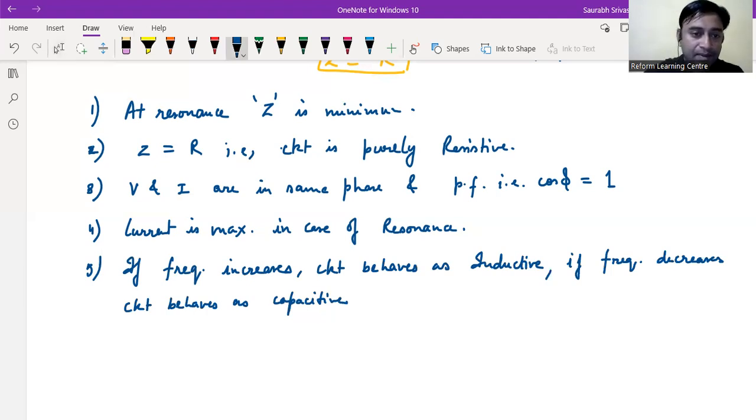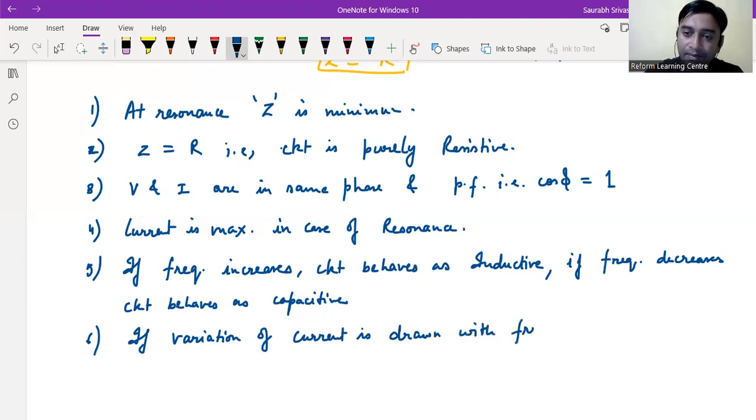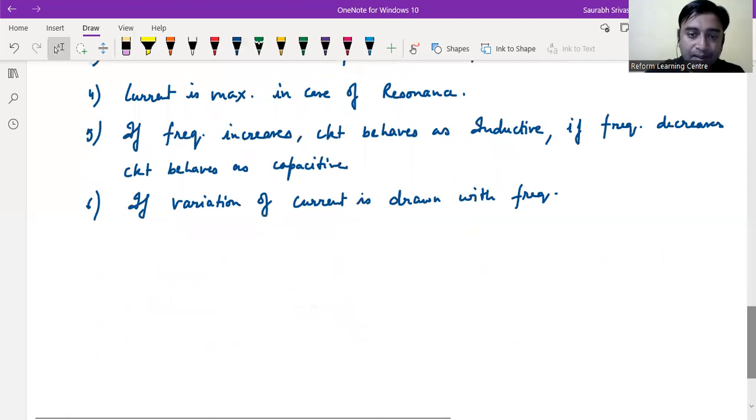Again, sixth property. If variation of current is drawn with frequency, आपको current कैसा मिलेगा? Say current is on y-axis, I, and this is omega.